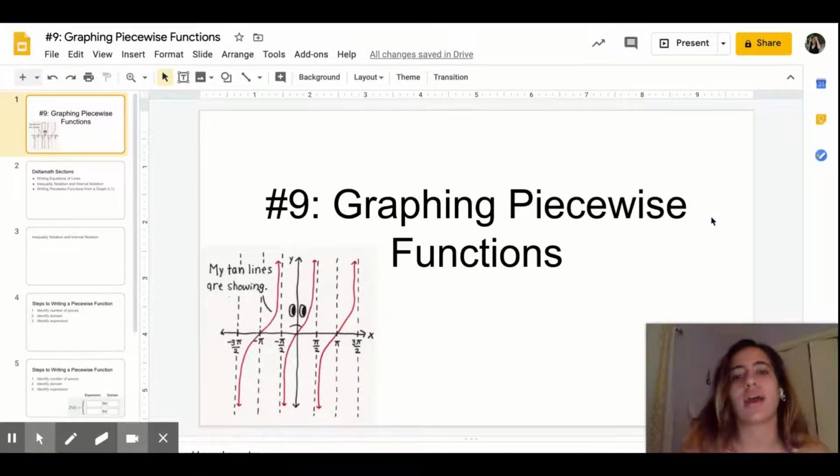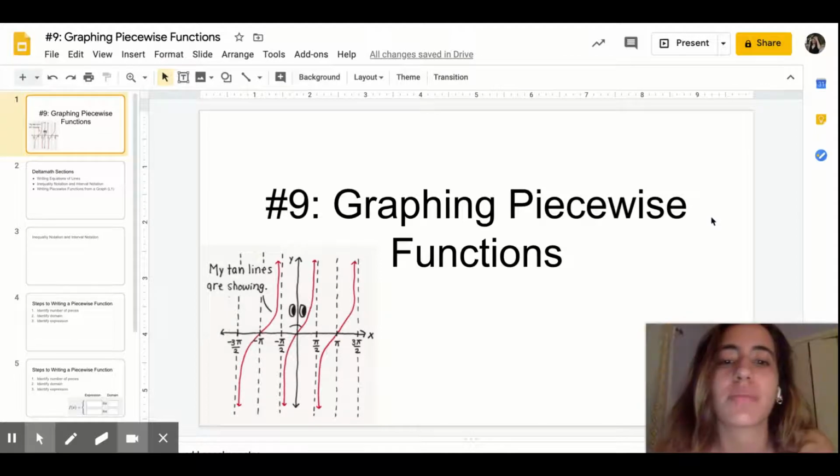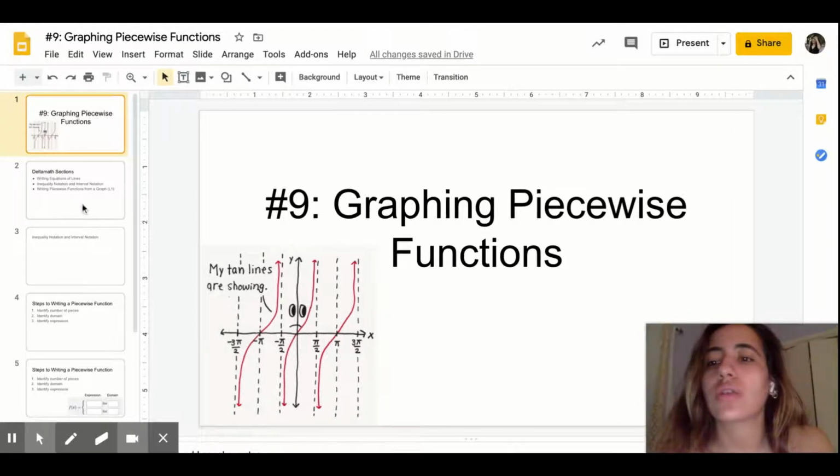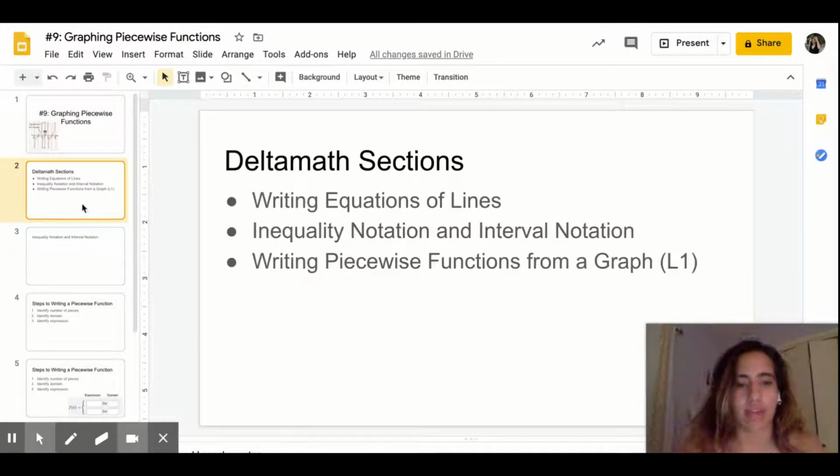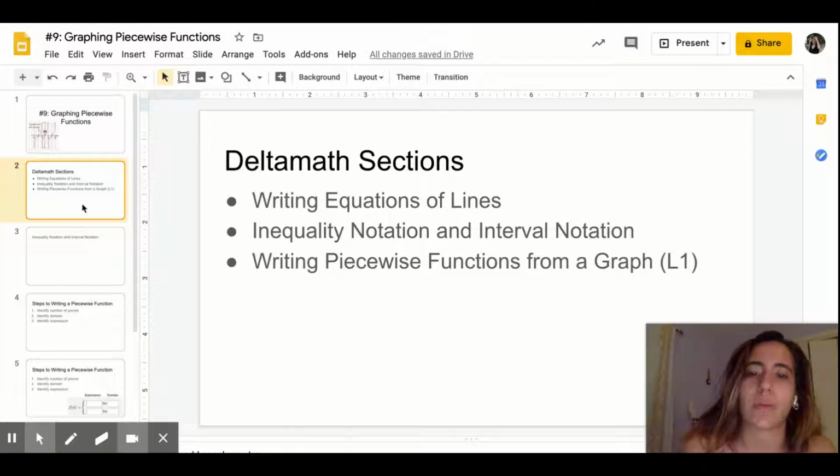Welcome to lesson 9. We are starting on graphing piecewise functions. So let's take a look first at what Delta Math sections you have in store for you this round. 1 is writing equations of lines, which you already did last week. 2 is inequality notation and interval notation. And 3 is writing piecewise functions from a graph. I'm not going to go over the first section because you've already done it.